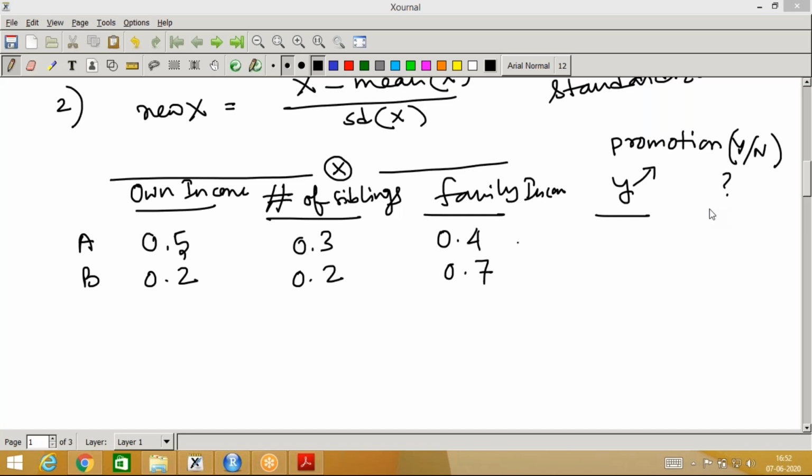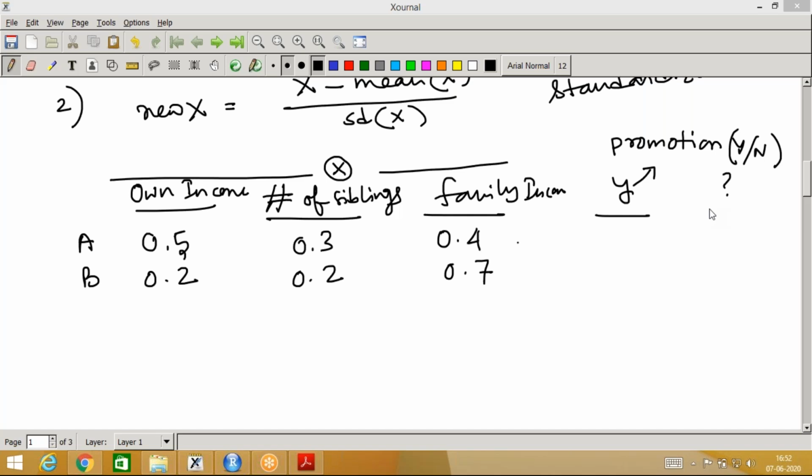Out of the three variables, your own income, your family income, and your number of siblings, which one has a higher probability of having a promotion? Own income, right? So as your income increases, your chance of getting a promotion comes down, because generally it's what we call a pyramid. More number of seats are there at the bottom, less number of seats are there at the top. There can be only one CEO.